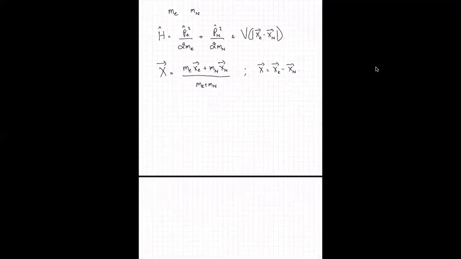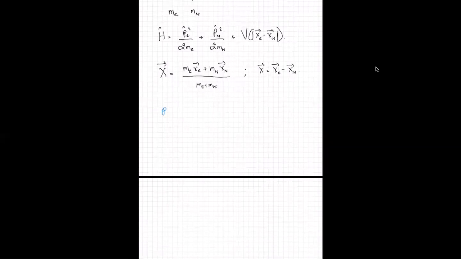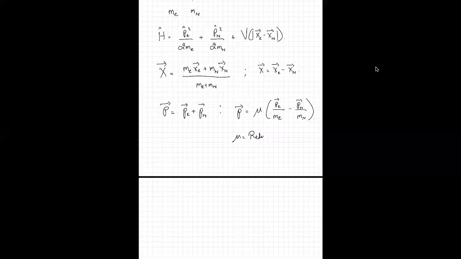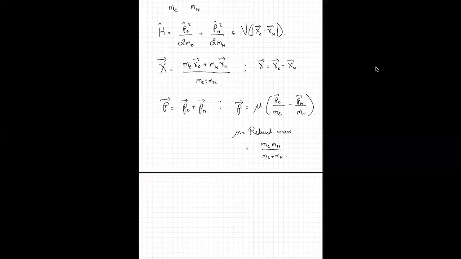So correspondingly, I can introduce a relative momentum and a total momentum. The total momentum P is obviously the electron momentum plus the nucleon momentum, and the relative momentum little p is equal to mu times (Pe over Me minus Pn over Mn), where mu is called the reduced mass, which is defined as MeMn divided by Me plus Mn. These are all simplifications that you must be used to from your usual classical mechanics problems, and we can adopt the same manipulations in quantum mechanics also.